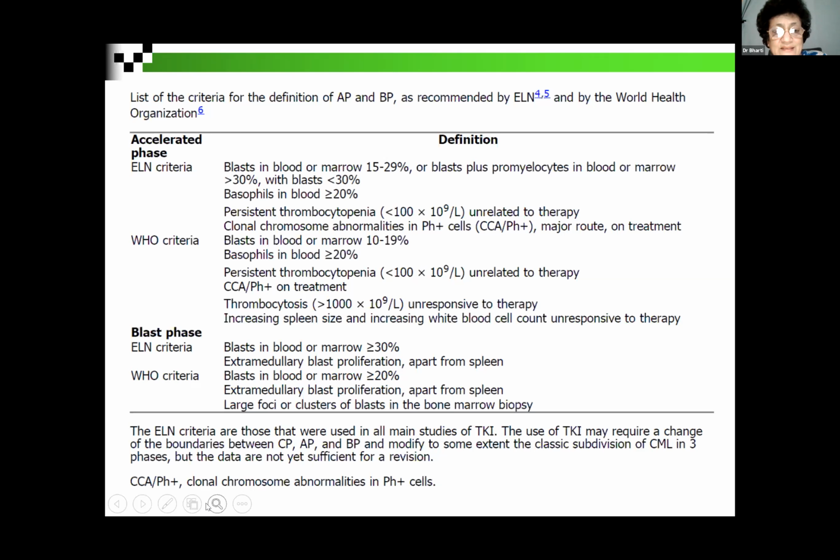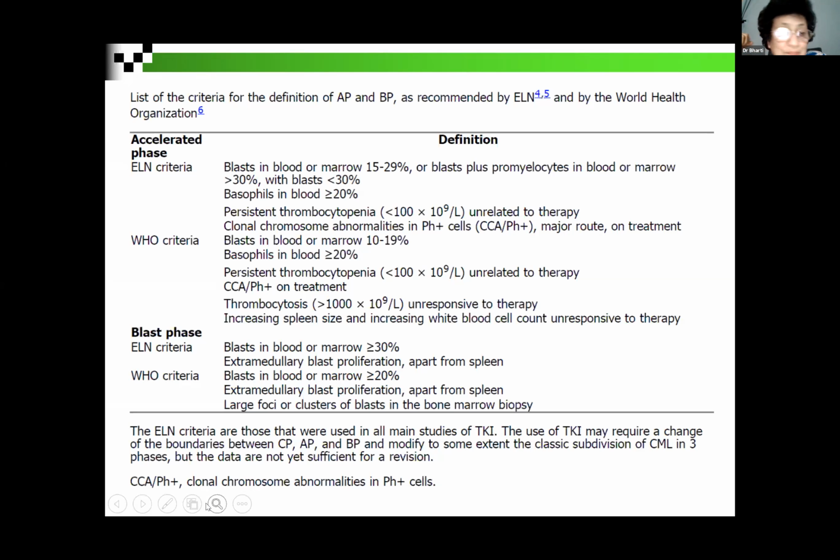the WHO criteria says the blast in the blood or the bone marrow should be more than 20%, and they also say that the large foci or the clusters of blasts in bone marrow biopsy, if they are present, then it is again considered as blast phase. But in practical situations, things are a little overlapping, and then you have to decide on an individual case basis.